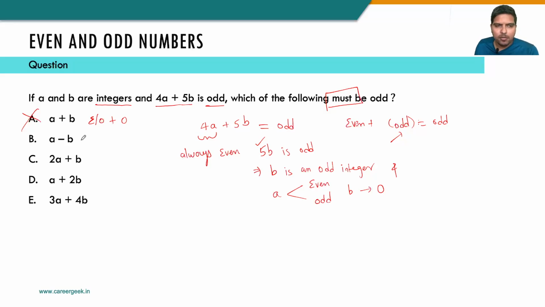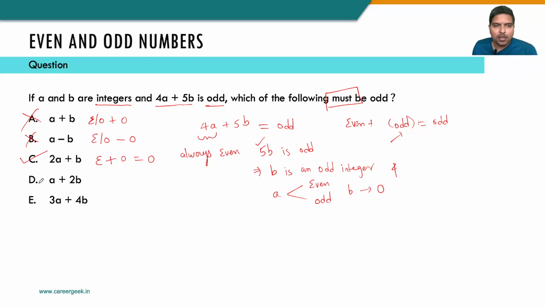Now the same, a even or odd, you subtract odd. Same, we know that odd minus odd is even, but even minus odd is odd. Okay, so this can be even or odd. Now 2a plus b. Now this is interesting. What is 2a? 2a is always even. The same way that 4a is even, 2a is always even. Plus b, we know, is always odd. Now we know that even plus odd is odd, so this has to be our answer.